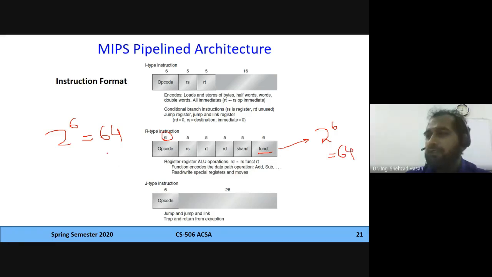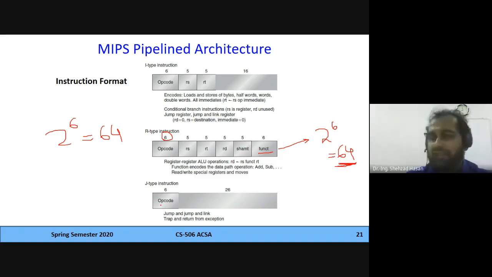So this is a two-level decoding. The first 6 bits are going to be decoded in the decode stage, and the next 6 bits are going to be decoded in the execution stage. These 6 bits go to the ALU to determine what operation it performs, so the ALU can perform 64 different operations. This function field tells what particular operation is required. So this is a different format.